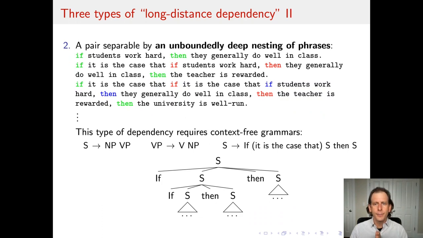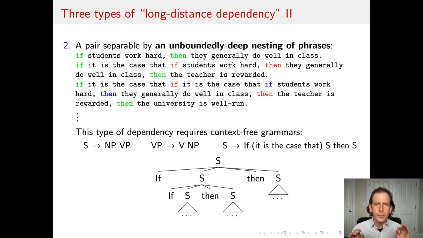Long distance dependency number two is a pair of categories of words that are separable by an unboundedly deep nesting of phrases. So the nested if-then examples are a good case study for that. For example, "If students work hard, then they generally do well in class." And I could nest that with additional if-then. For example, I could nest inside the first part of the if-then: "If it is the case that if students work hard, then they generally do well in class, then the teacher is rewarded," and so forth. And I've used color coding to identify matched if-thens.